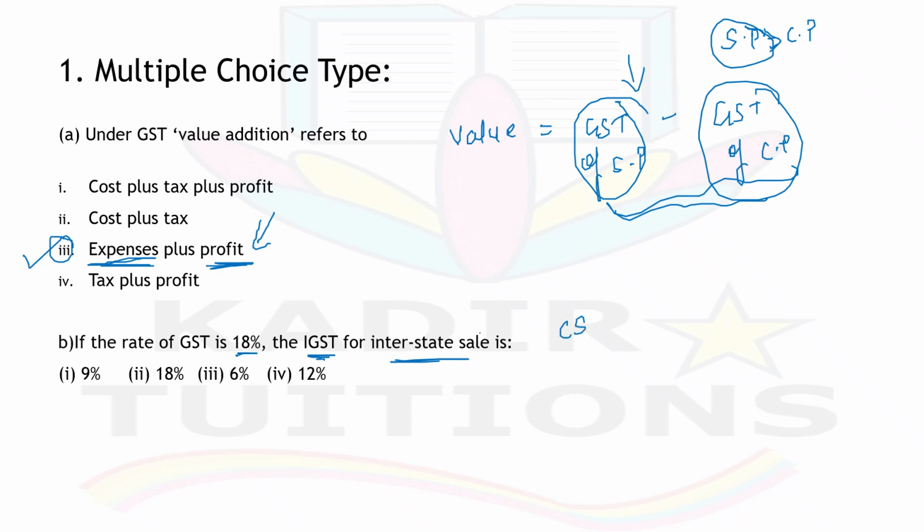In that case, CGST and SGST are going to be nil. So whatever GST there is will be assigned as IGST. So IGST is going to hold the whole amount of GST. Now what's the answer? How much percentage is IGST? Obviously it is equivalent to GST. So option 2 is right.